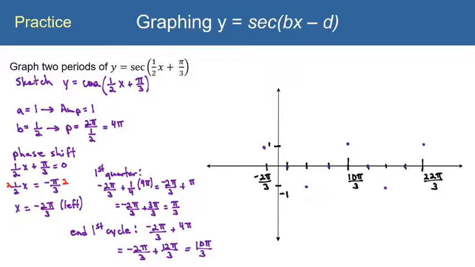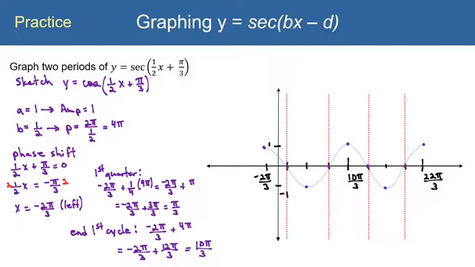So the pattern is high, middle, low, middle, high. And starting back here at the phase shift, high, middle, low, middle, high. And you can see we'll fill that in. That looks like a cosine graph. And now let's go ahead and draw in asymptotes everywhere our graph has x-intercepts. So that little half of a crest is going to give us a half of a U. And there is the secant of 1/2 x plus pi over 3.